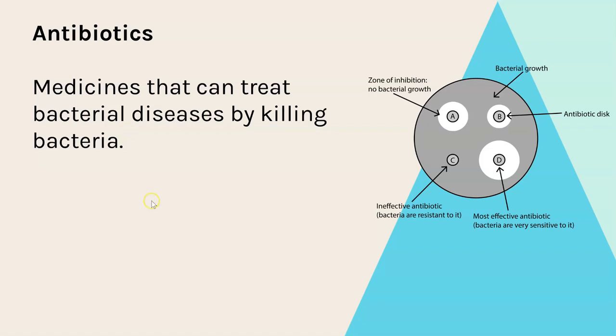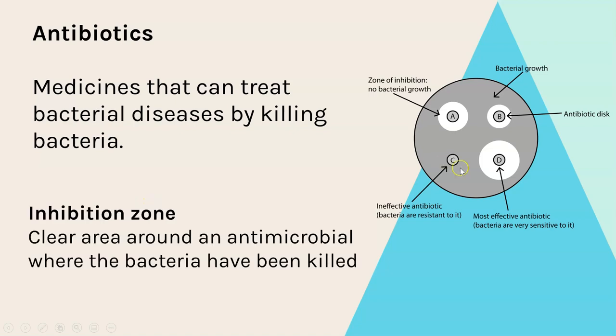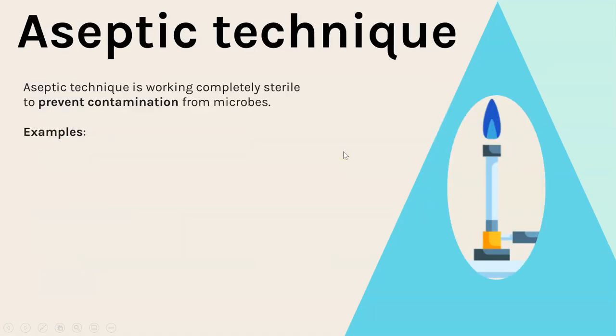And in our experiment, we're going to be getting what's called inhibition zones. These are the clear areas around the antibiotic disc, or whatever it is that you have put down, where the bacteria that you grew has been killed by that particular antibiotic. And if you have no inhibition zone, that means that antibiotic is ineffective, or it does not kill that particular bacteria.